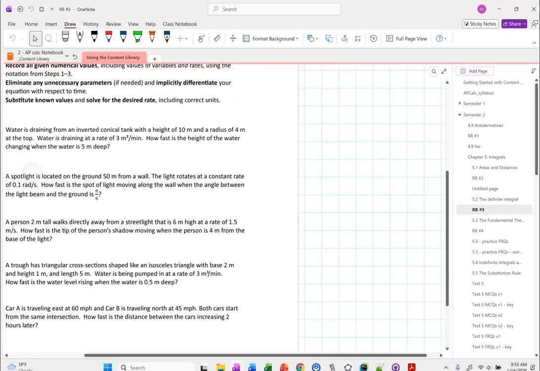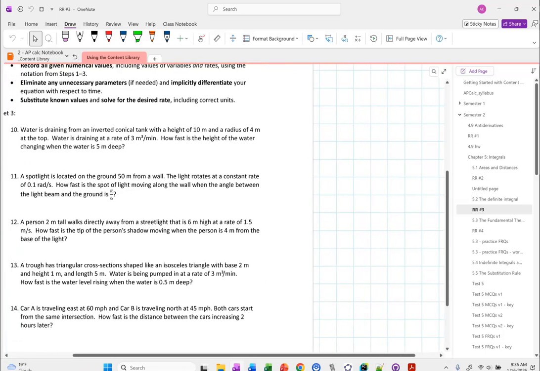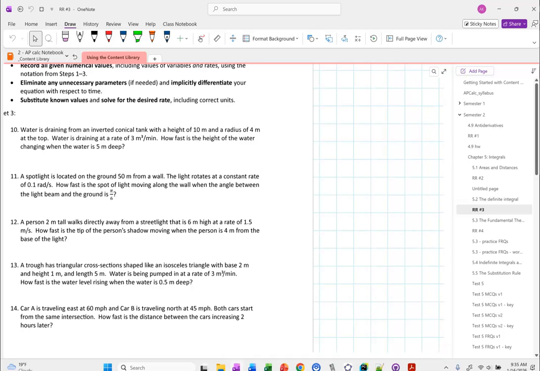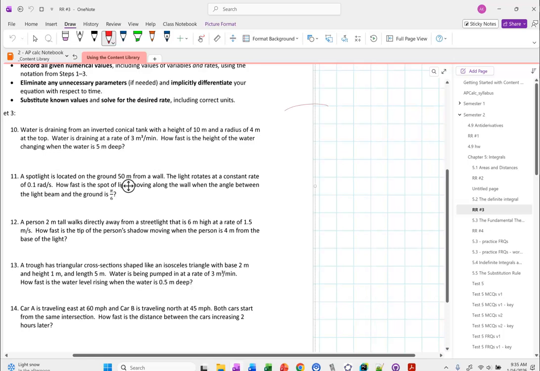So it says water is draining from an inverted conical tank with a height of 10 meters, a radius of 4 meters. And then the water is draining at a rate of 3 cubic meters per minute. How fast is the height of the water changing when the water is 5 meters deep?